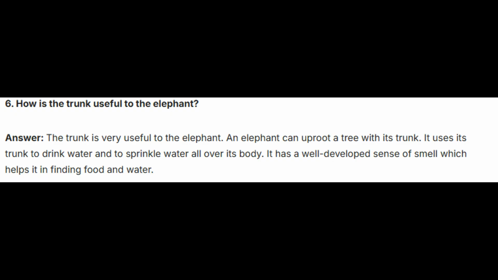Answer. The trunk is very useful to the elephant. An elephant can uproot a tree with its trunk. It uses its trunk to drink water and to sprinkle water all over its body. It has a well developed sense of smell which helps it in finding food and water.